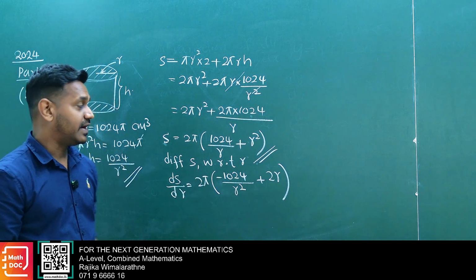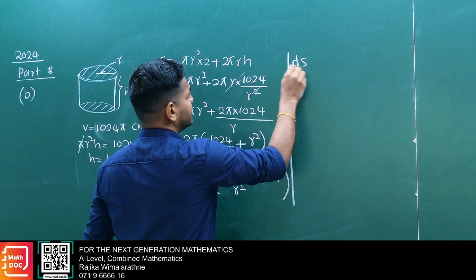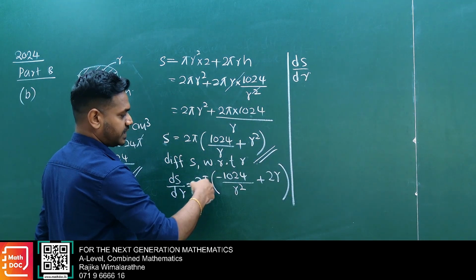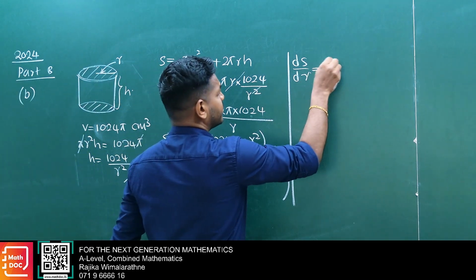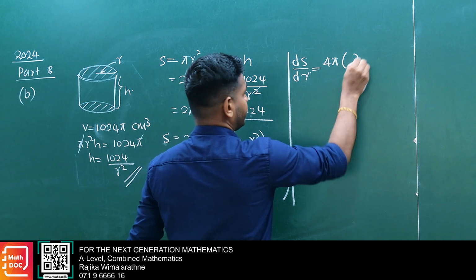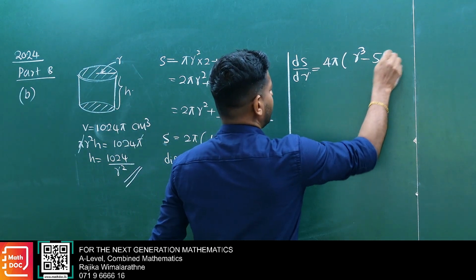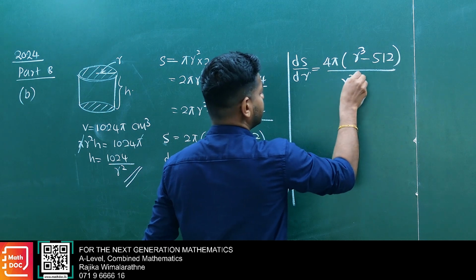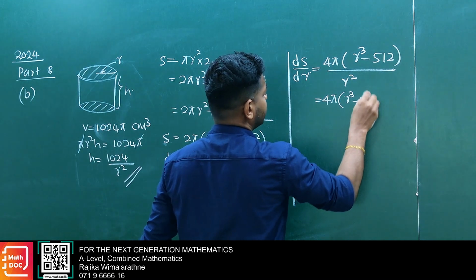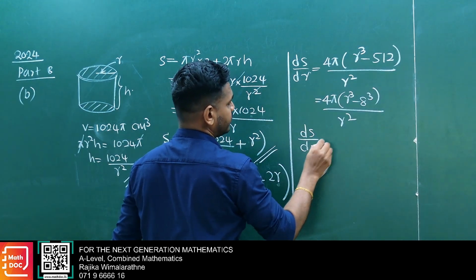Now you had better simplify this. Then dS divided by dR: simplify, get a common denominator, take 2 outside. Then 4 pi, here r cube, 512 divided by r squared. Here 4 pi, r cube minus 8 cube over r squared. Now you take dS divided by dR equal to 0.